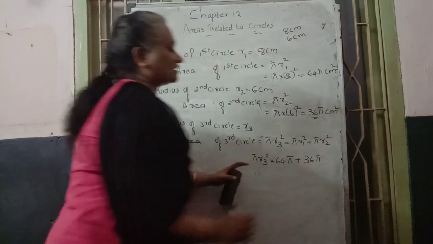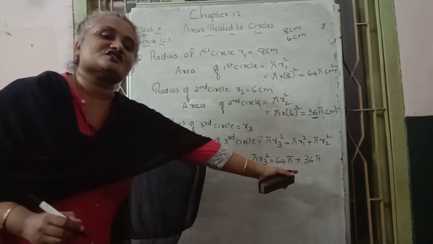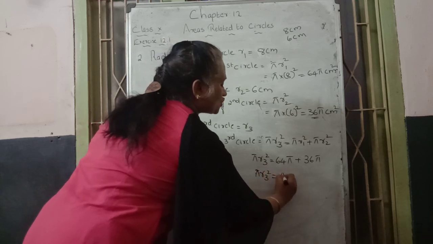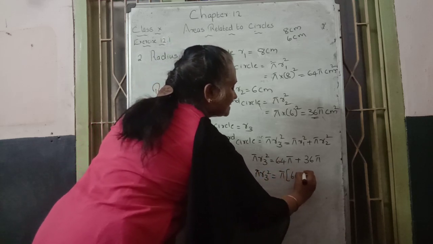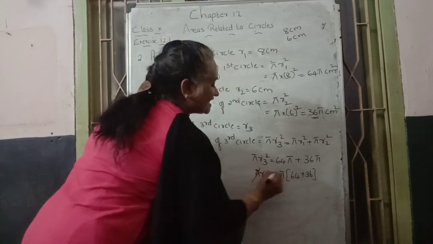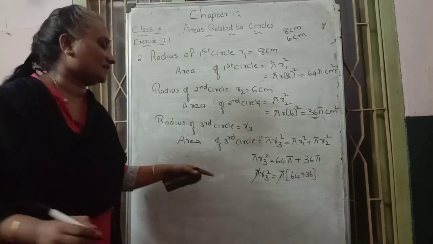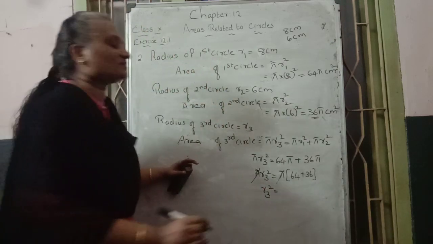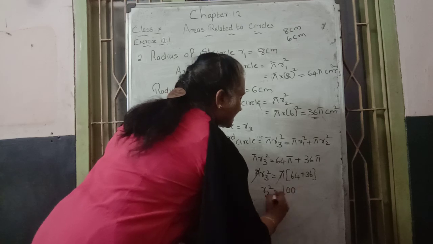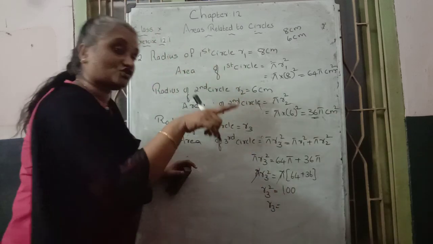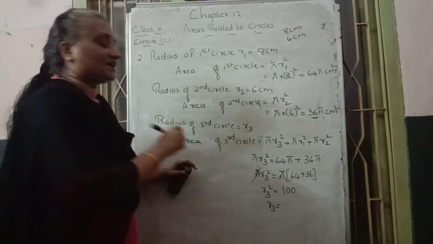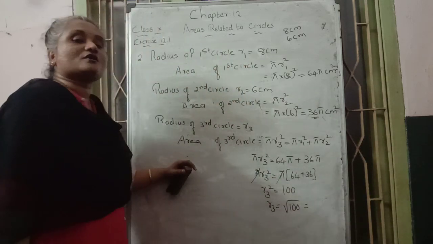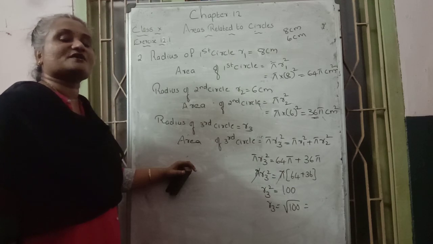From here, which is common? Pi is common, so in the next step we take pi outside as common. So 64 plus 36. The pi on the right and left sides cancels. So R3 square becomes 64 plus 36, which is 100. So how do we find R3? R3 square is 100, so take the square root of 100. Which number squared becomes 100?